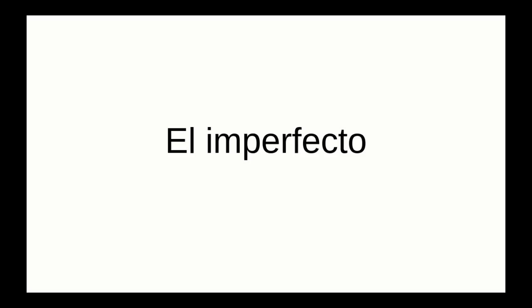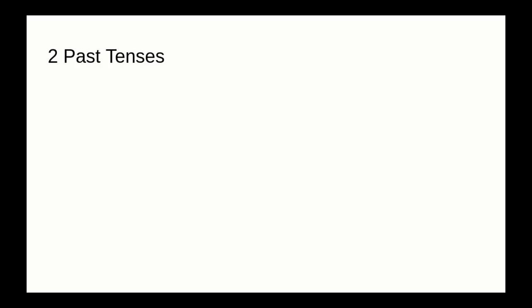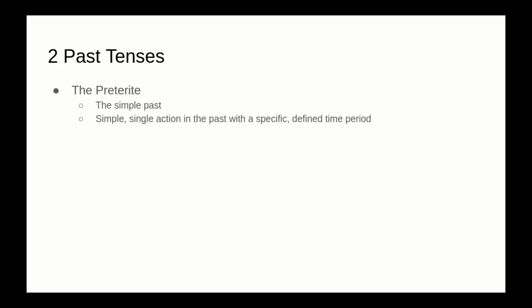This lesson will introduce you to the imperfect tense in the Spanish language, el imperfecto. There are in fact two different past tenses. In the Spanish language, there is the preterite tense, which is often described as the simple past. It is a simple, single action in the past with a specific, defined time period.